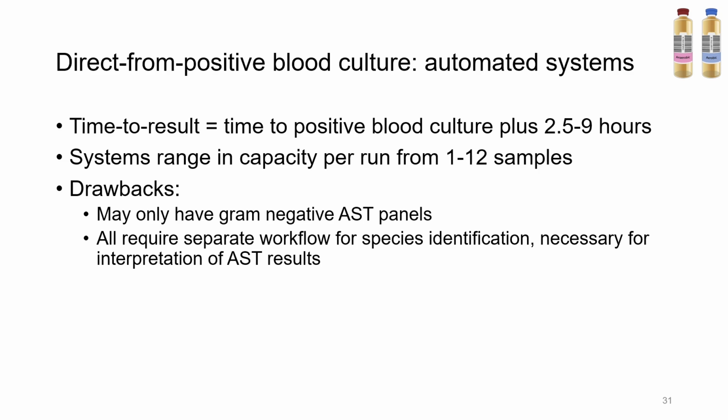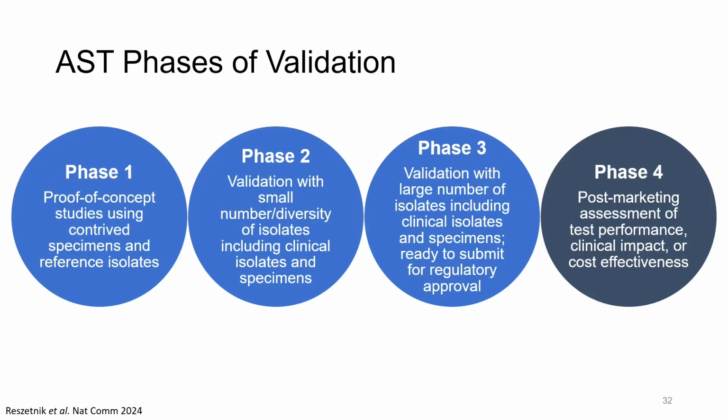Usually they're modular, so you can run 1 sample at a time, but you might be able to get 4 machines and run 4 at once if you needed to. These systems typically focus on gram-negative AST, not so much a broad spectrum of species. And they do all require a separate workflow for species identification, which can generally be achieved easily in a large lab, which would have access to, for example, a MALDI machine that could do the species identification.